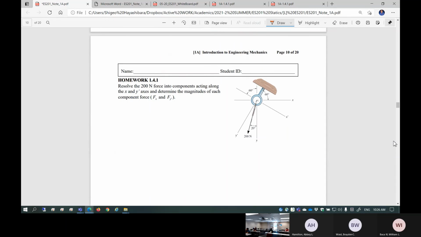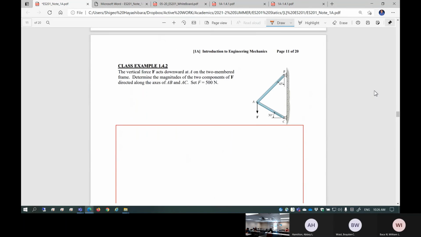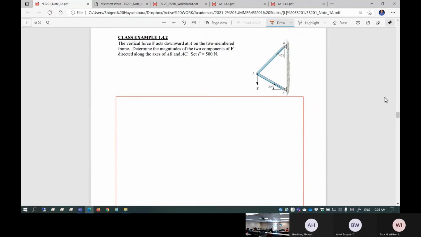So this is the homework 141 already assigned to you. Actually, the solution is given, so this is just practice of how you do it, okay? Here's another class example problem, example 142, let's take a look at it. The vertical force F acts downward at A on the two-membered frame. Determine the magnitudes of the two components of F directed along the axis of AB and AC. Set F equal to 500 newtons.